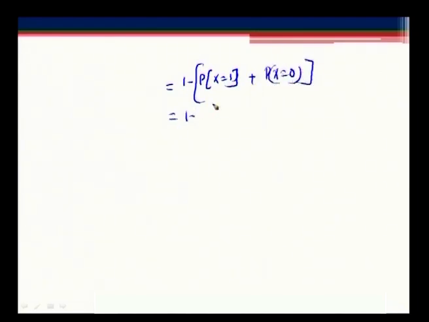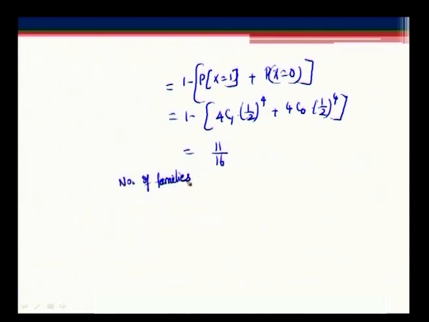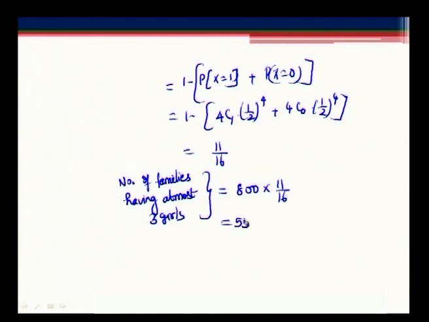Okay, what is the calculation? 1 minus 4C1 (1/2)^4 plus 4C0 (1/2)^4. And this answer comes to be equal to 11 by 16, and hence we have to find out the number of families having at most 3 girls. We have not changed the question, we have changed it in terms of boys. The question must be for girls only. Number of families with at most 3 girls is 800 into 11 by 16, which is equal to 550.